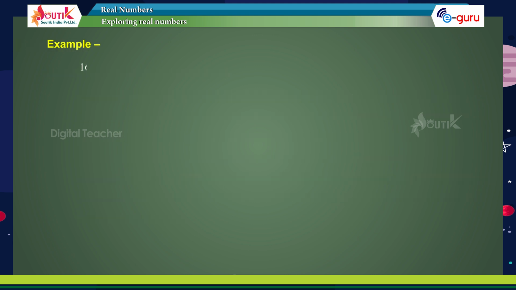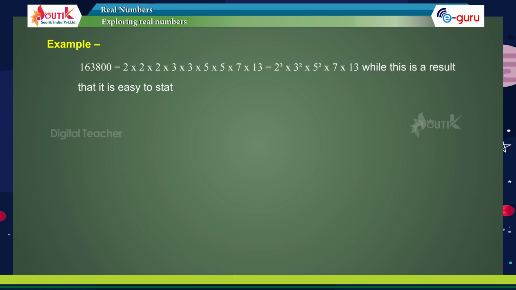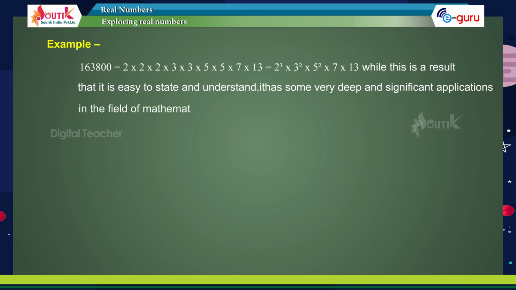Example: 163,800 equals 2 into 2 into 2 into 3 into 3 into 5 into 5 into 7 into 13, which equals 2 cube into 3 square into 5 square into 7 into 13. While this is a result that is easy to state and understand, it has some very deep and significant applications in the field of mathematics.